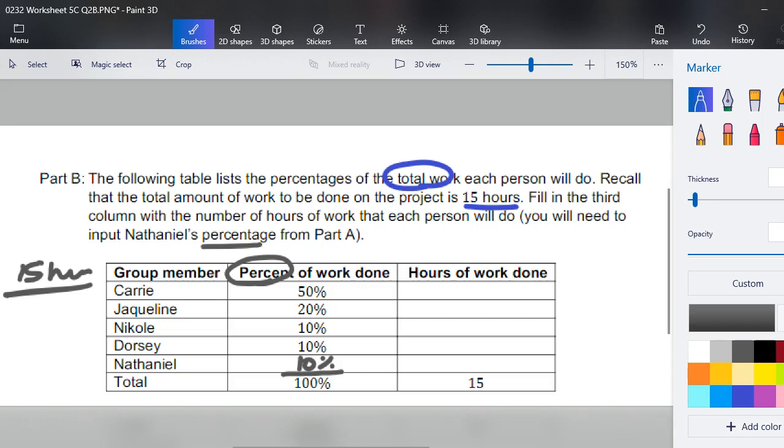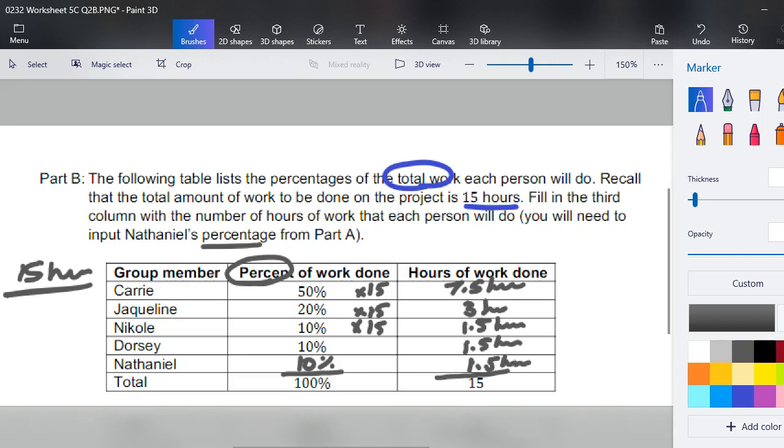And then on the total hours of work to be done, or at least per person, Carrie is doing 50% of the work. That's 50% of 15 hours. When we multiply these two together, we find out that Carrie will do 7.5 hours of work. The next weight, or 20%, the percentage, is still 20% of the 15, the total work hours. And this comes out to be 3 hours. The 10% times the 10%, we get 1.5 hours, 1.5 hours, and 1.5 hours.